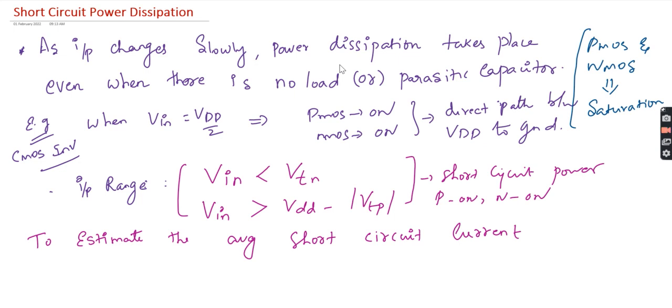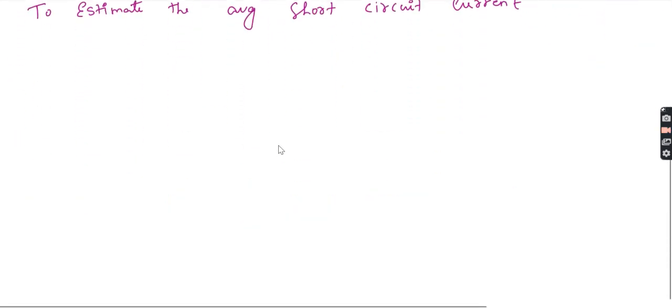PMOS also will be in saturation. NMOS also will be in saturation. So to estimate the average short circuit current, let us consider the CMOS inverter circuit. Okay, let us draw the CMOS inverter circuit first. For all the cases we are taking the example as CMOS inverter only.